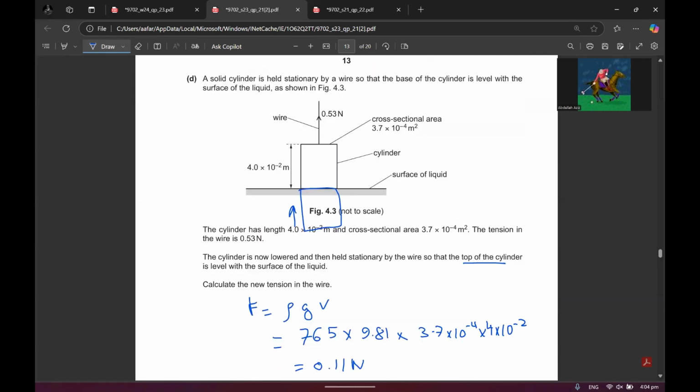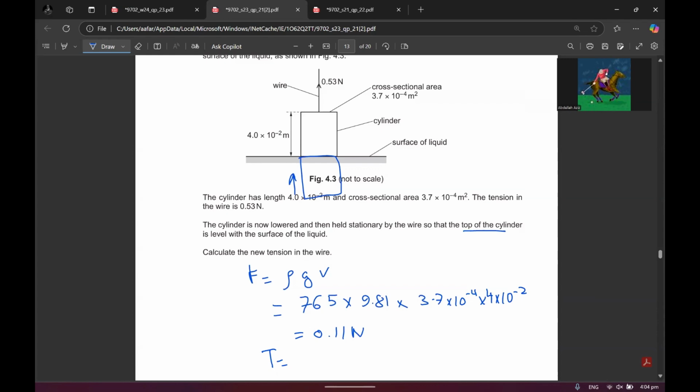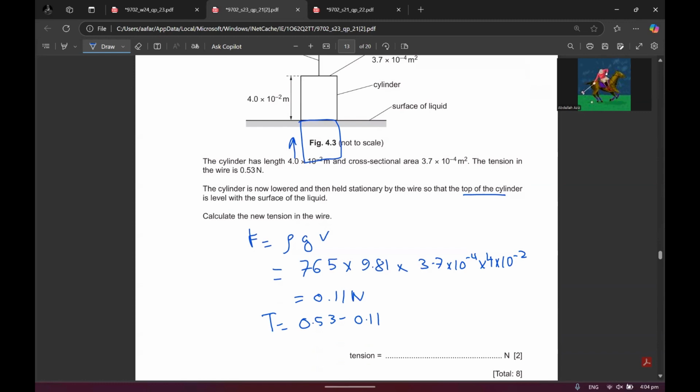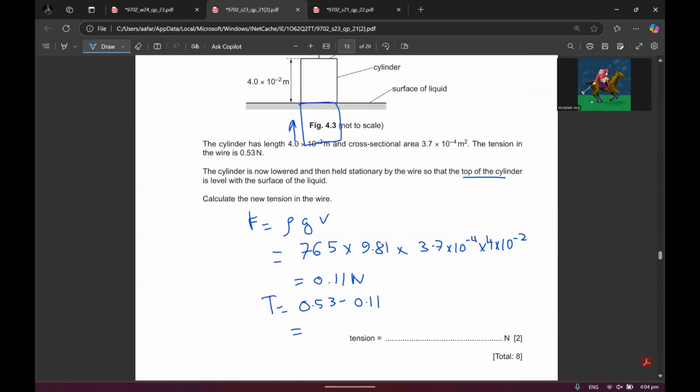Tension, we now subtract from tension, is now 0.53 minus 0.11, since it's in the supporting it, so we get 0.42.